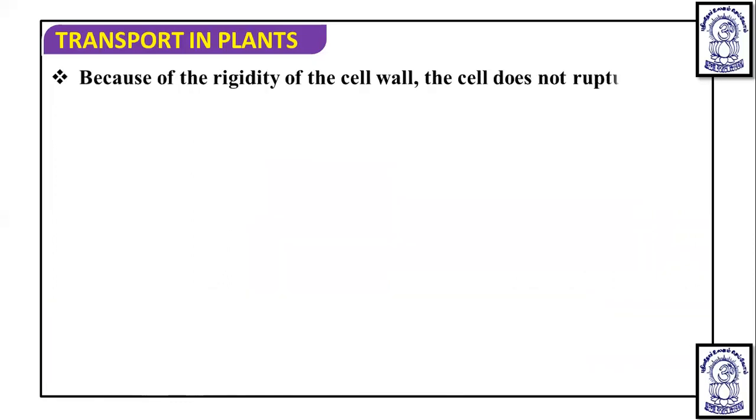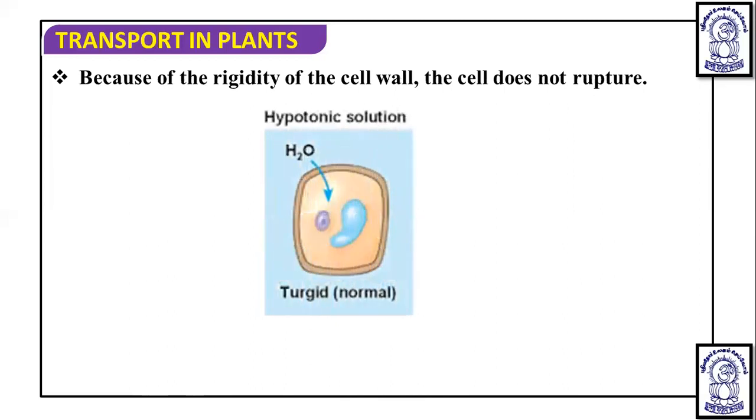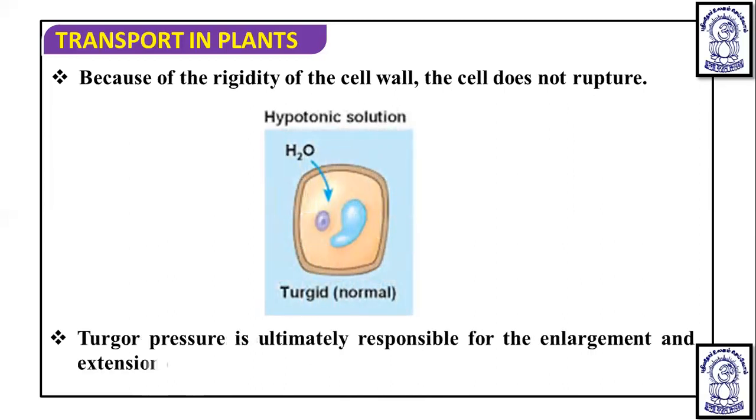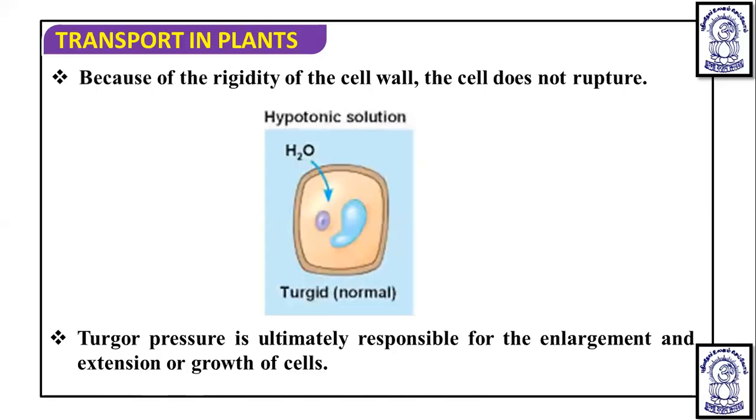Because of the rigidity of the cell wall, a plant cell does not rupture in the hypotonic condition, and turgid cells are obtained. Turgor pressure is ultimately responsible for the enlargement and extension of the growth of the cells. Okay, so now we have to understand turgor pressure in more detail, because plasmolysis we have already discussed.